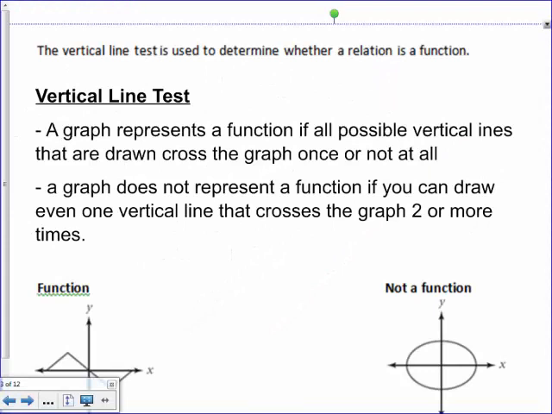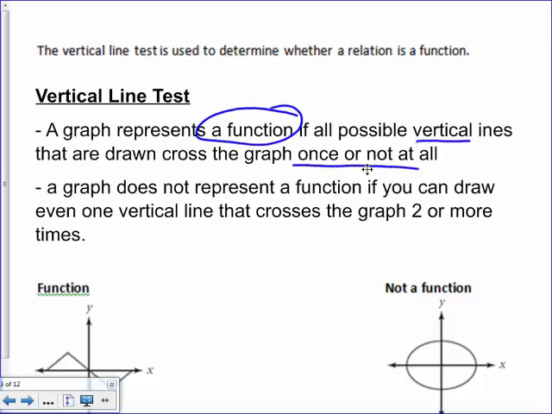We call it the vertical line test. The vertical line test is used to determine whether a relation is a function. All we do is this: if all possible vertical lines that are drawn cross the graph once or not at all, it's a function. So it's a function if a vertical line crosses it once or not at all. A graph does not represent a function, so use this red, not a function, when a vertical line crosses it 2 or more times.